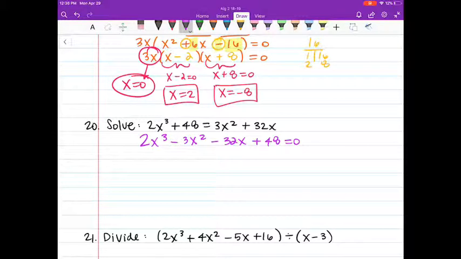I would like to take out a GCF, but it doesn't look like I have one this time around. So then I have 4 terms. My best bet, I'm going to start to see if I can factor by grouping.